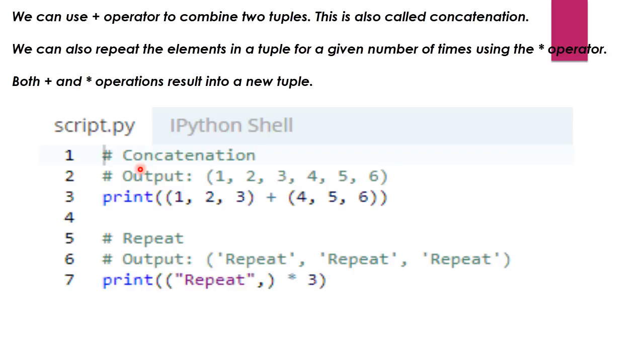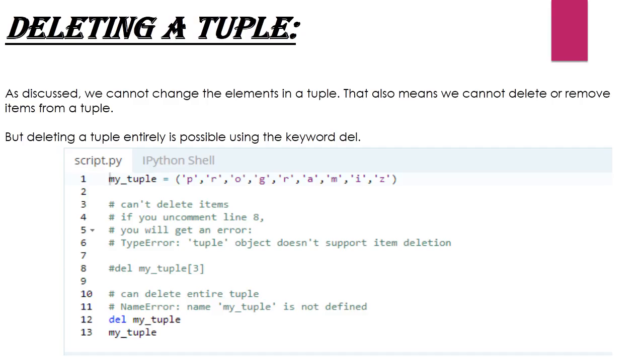First we understand the concatenation. Print (1, 2, 3) plus (4, 5, 6). Then the output will be 1, 2, 3, 4, 5 and 6. For the repeat method, print ("repeat",) asterisk 3. It will display the output repeated 3 times: repeat, repeat and repeat.